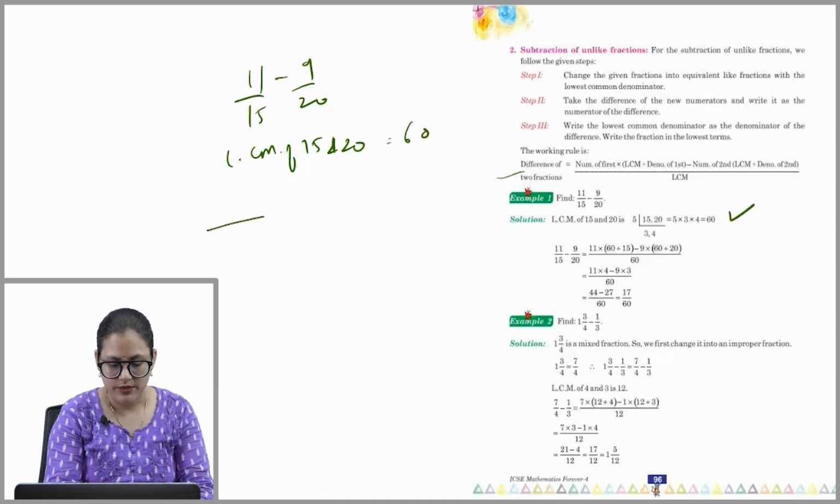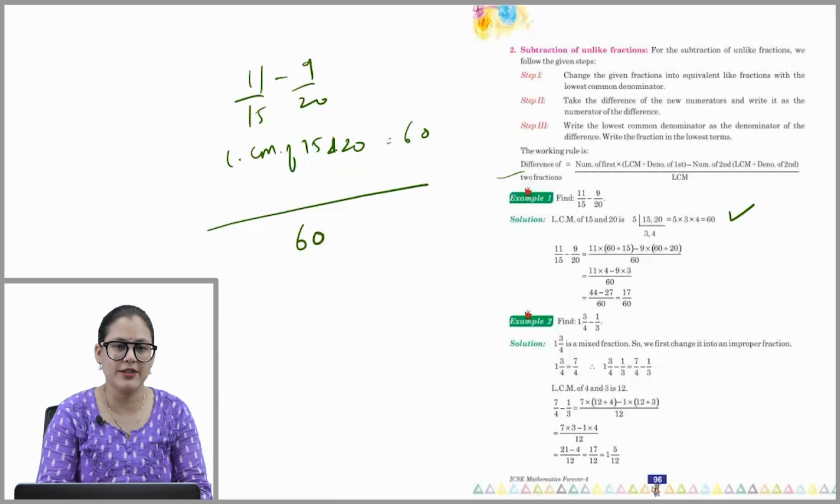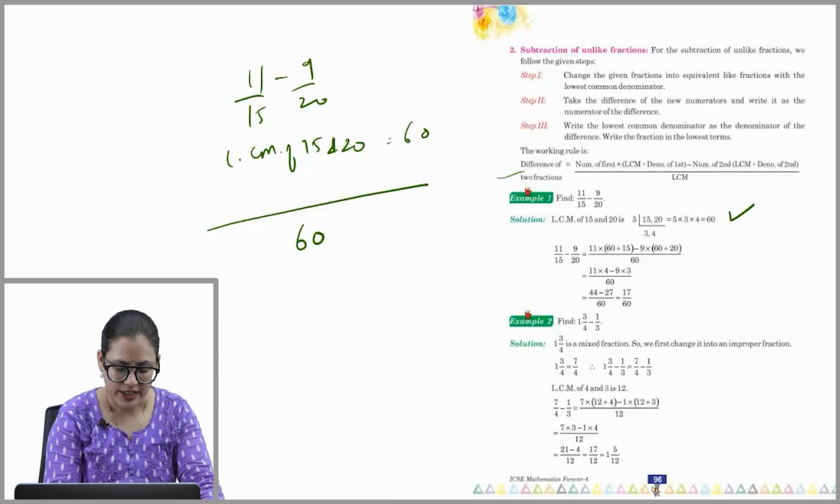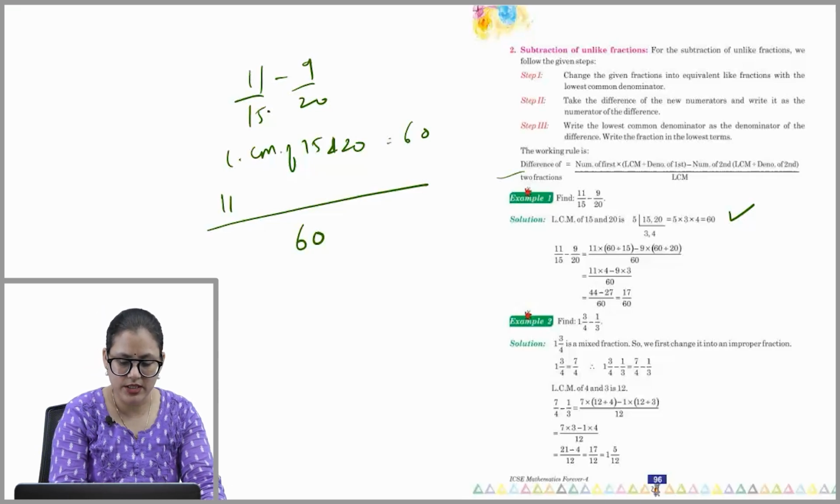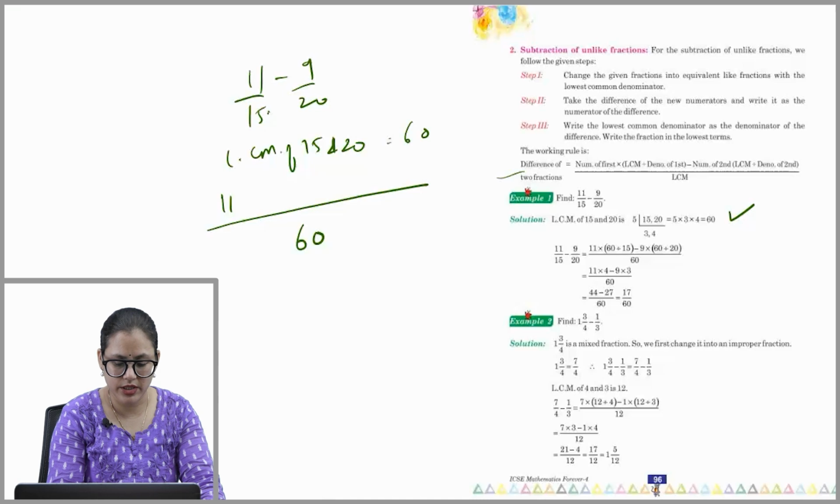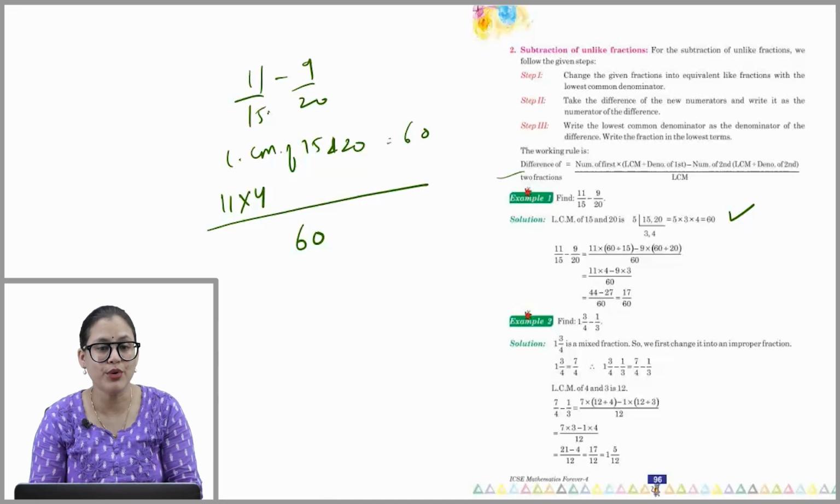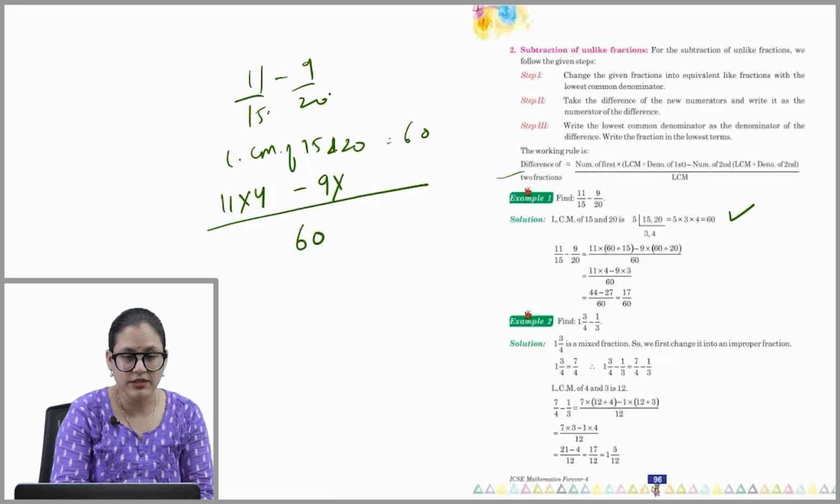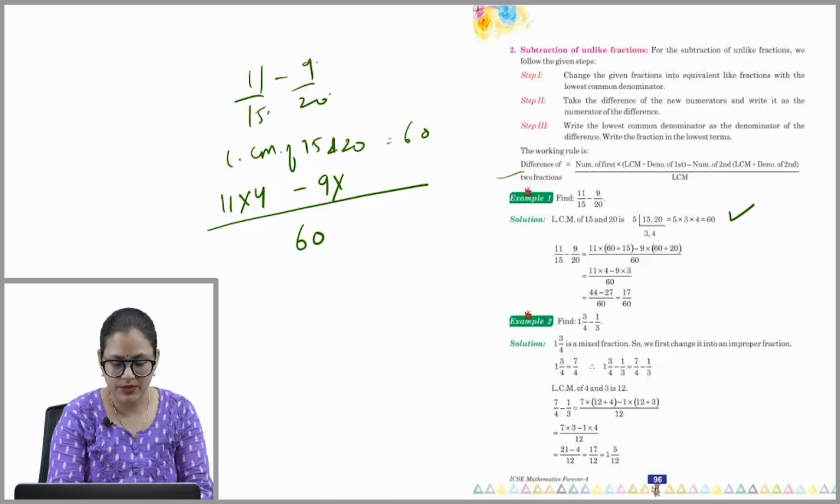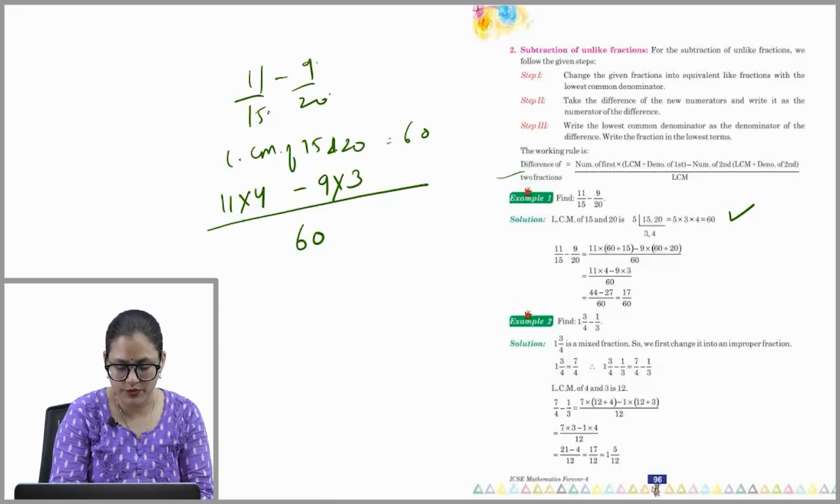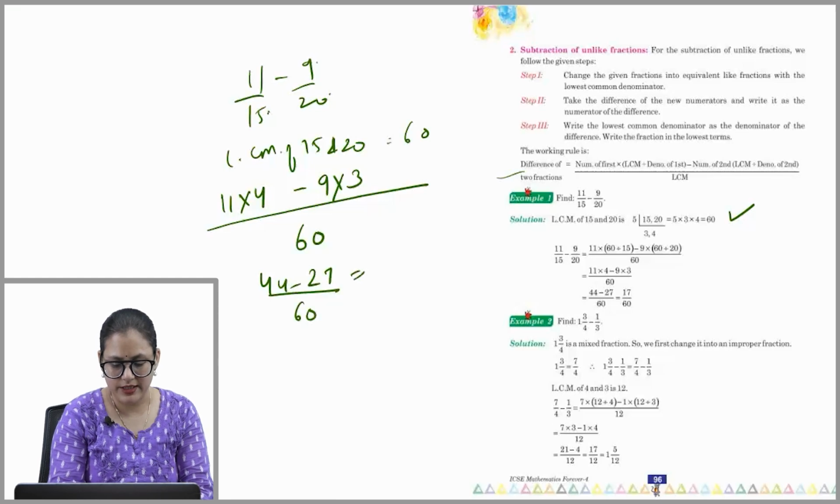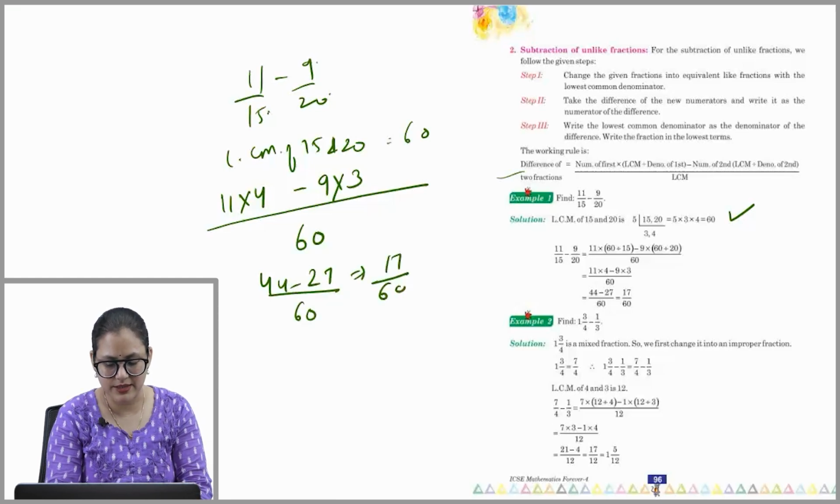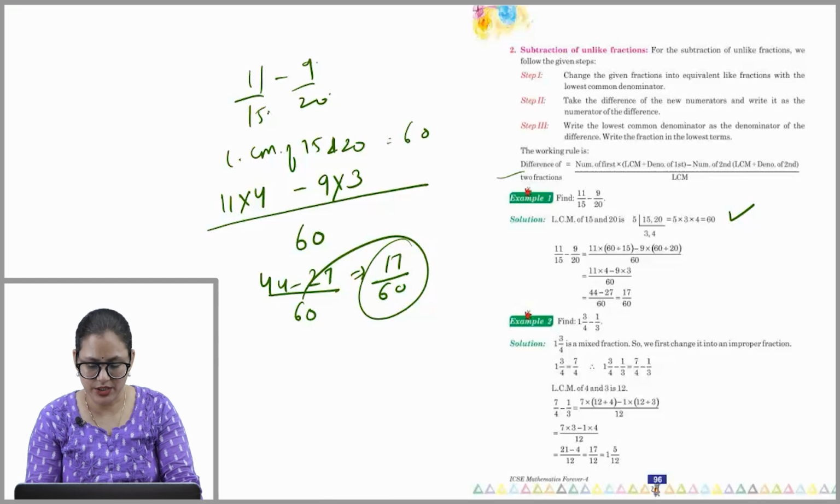Okay. So the denominator is 60, right? Now 11, to make it 60, you will multiply by 4, then you will have to multiply 11 by 4 also, then minus 9, you will multiply here by 3 and you will also multiply 9 by 3. 11 into 4 is 44 minus 27 by 60, and the answer is 17 by 60. Okay, students. Similarly, you will do example 2 also.